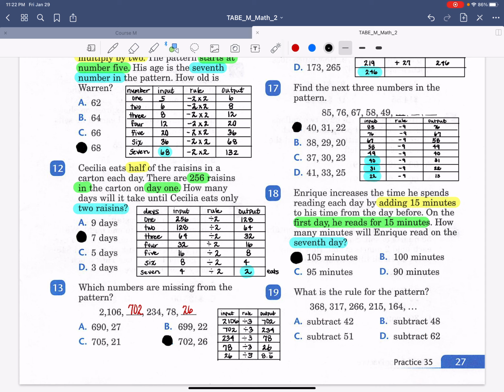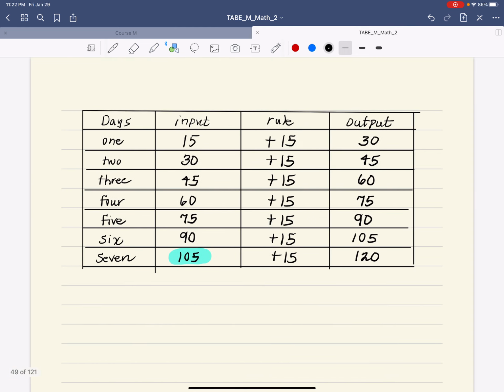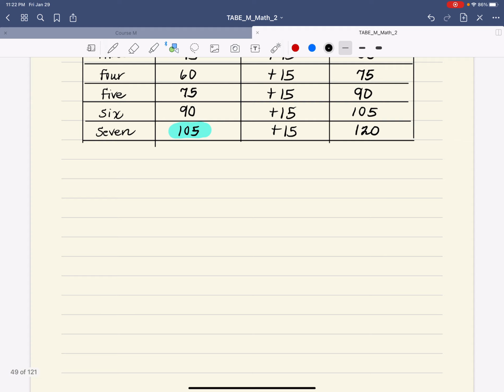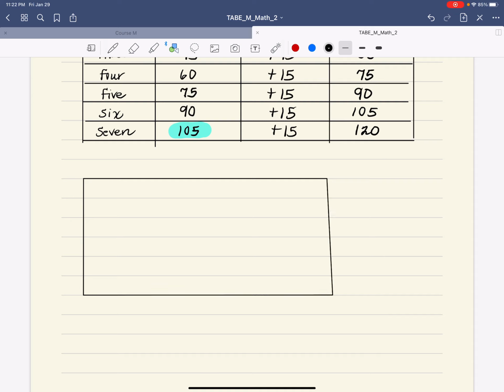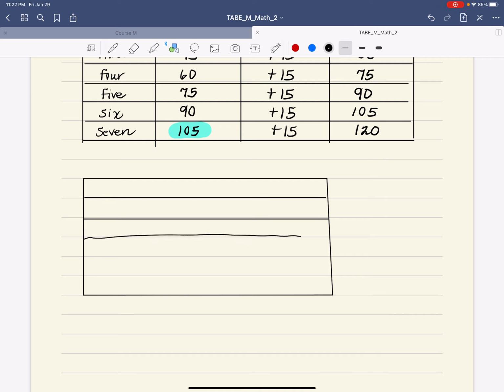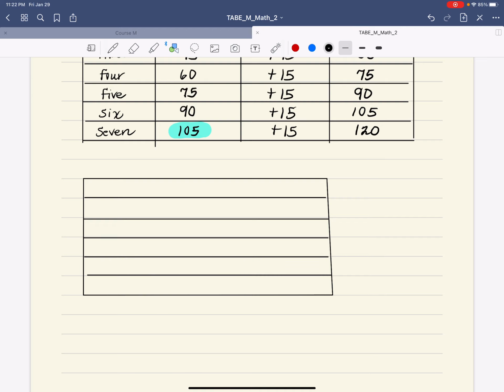Okay, number 19, they want to know the rule for the pattern. And we have 1, 2, 3, 4, 5 inputs. So let me make a table. It's not a word problem, so I don't need the big, huge table. 2, 3, 4, 5, 6. The lines really help, don't they? And then you can just straighten them off. I got it right this time.